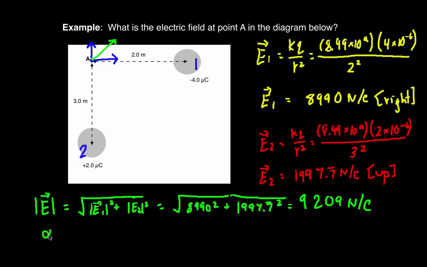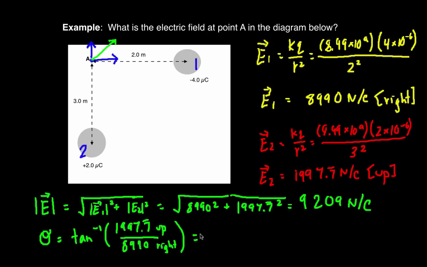The direction, theta, is given by tan inverse. We're going to go up over right, so 1997.7 repeating up, divided by 8990 to the right. And this gives us an angle of 12.5 degrees, and we'll call this up of right or above right.